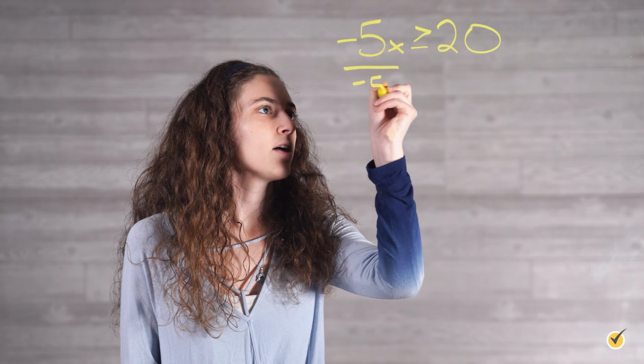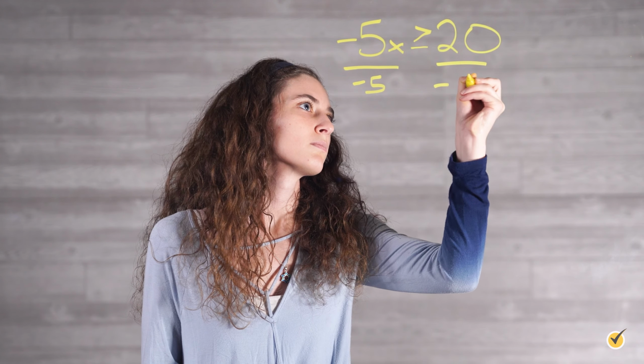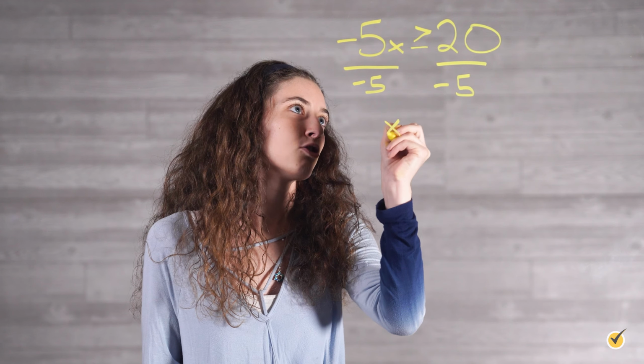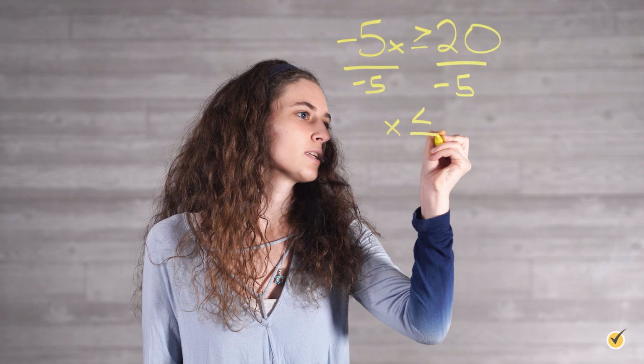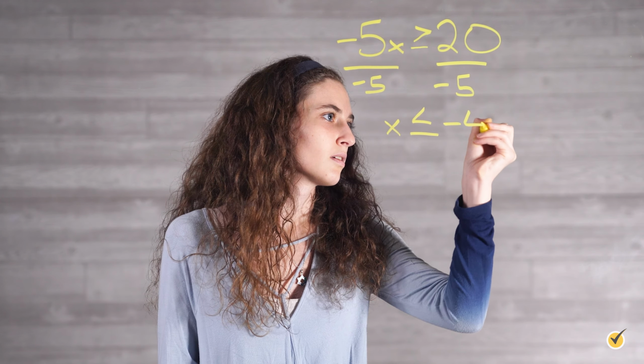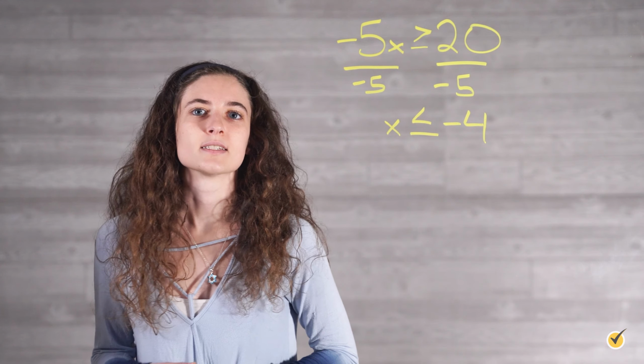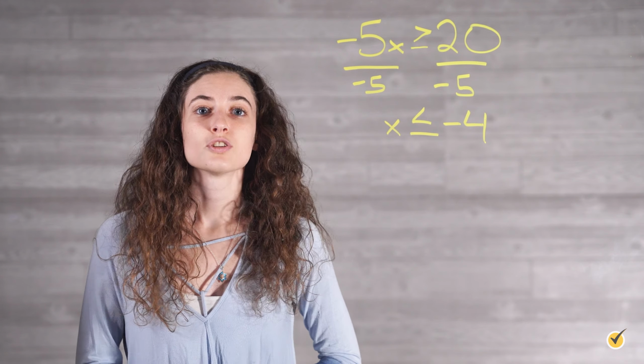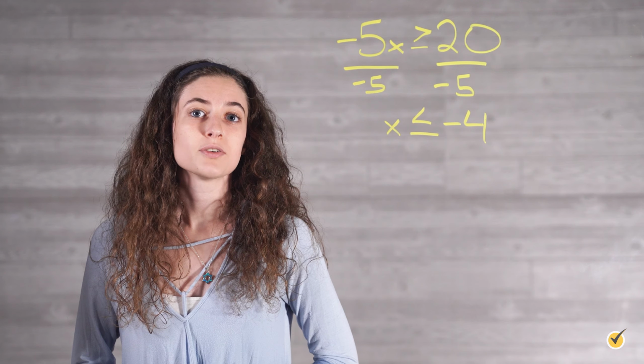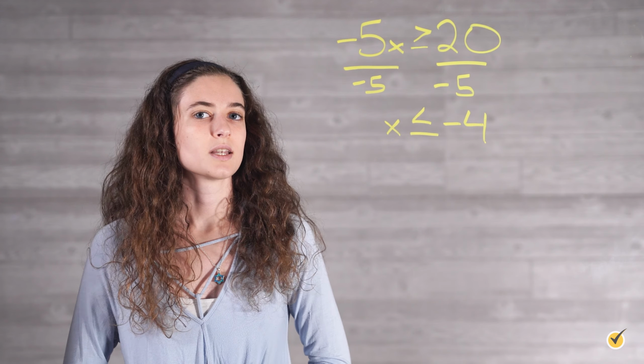So divide by negative 5 on both sides. Remember to flip your inequality sign. And this results in x is less than or equal to negative 4. The solution set is the set of all values of x that are less than or equal to negative 4.